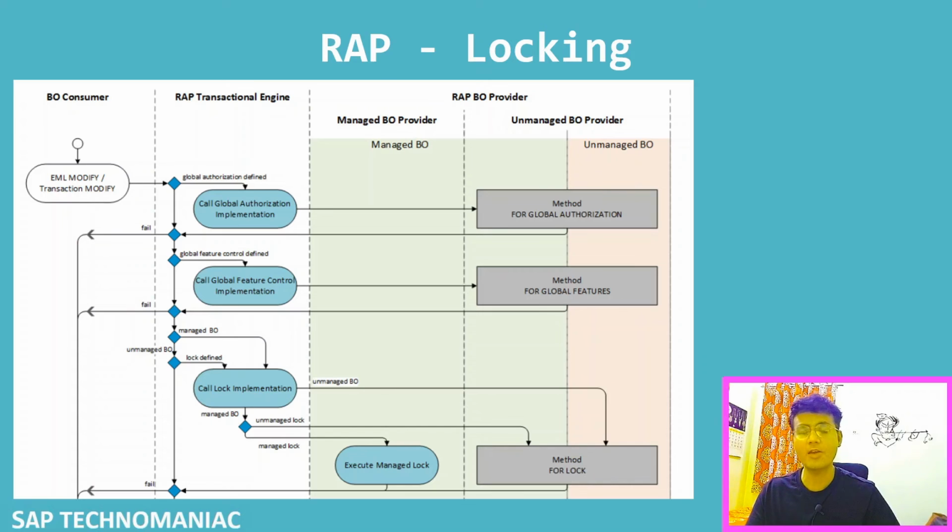In the unmanaged scenario, I will show you everything step by step. First, the authorization check method will be triggered. If you have authorization, and if you have implemented the lock in your behavior definition, it will check. In the unmanaged scenario, you directly execute and manage the lock, so that particular method will be triggered. But in the managed scenario, the framework already has the execute manage lock method, which will be triggered, and that will lock that particular instance.